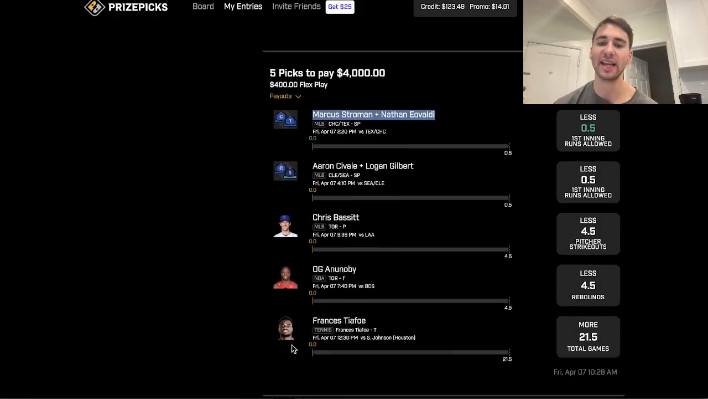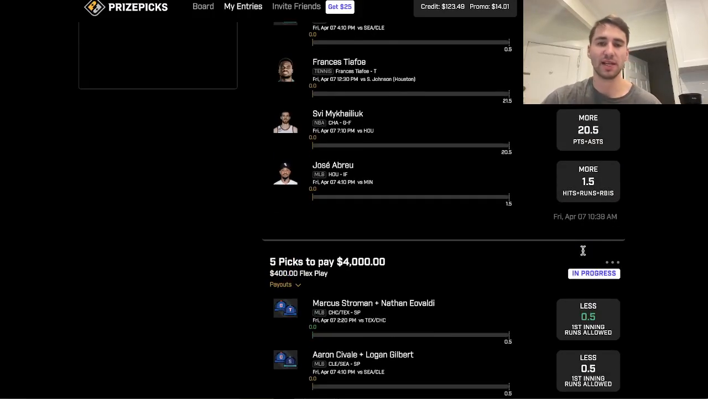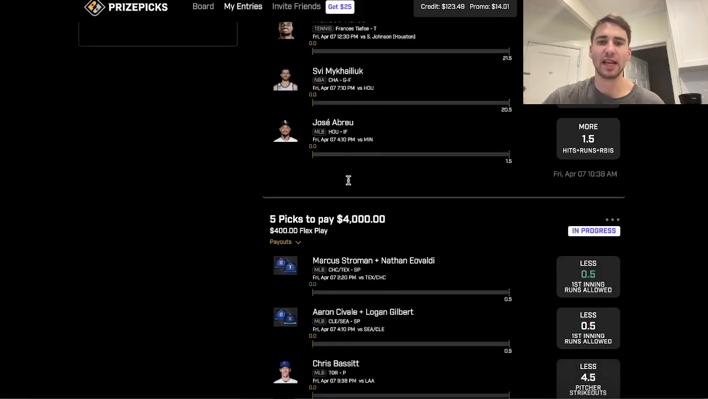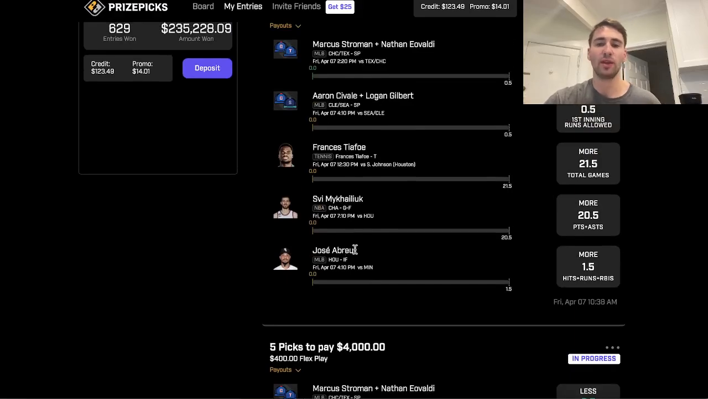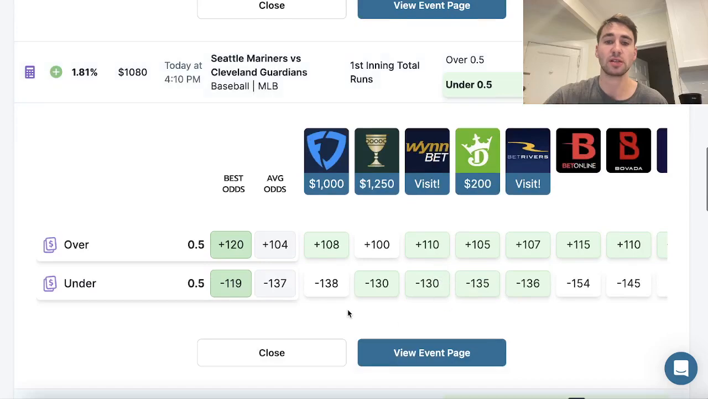I just replaced the tennis pick with Svi, over 20.5 points plus assists. And then here you can see I just ended up replacing OG Anunoby with Jose Abreu, over 1.5 hits plus runs plus RBIs. All these plays are from the OddsJam fantasy screen or the positive EV tool, right? Just looking for spots where sportsbooks have one side, either the over or the under, heavily favored, and let's make money.